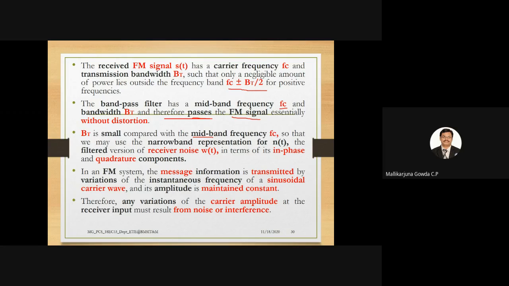Then, as we know, in case of FM the message information is transmitted by the variations of the instantaneous frequency of the carrier wave. Means the information resides in the frequency of the carrier, and the amplitude of the carrier is maintained constant. So if there are any variations in the amplitude of the carrier signal at the receiver input, that will be due to noise or interference.